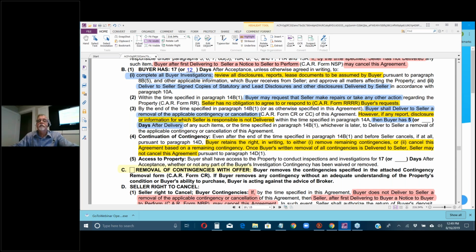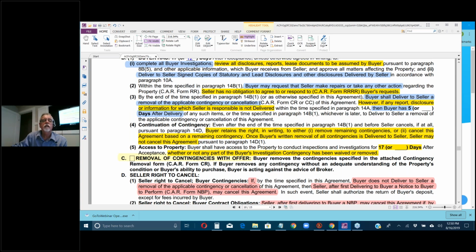So I copied paragraph 14B5, and I wrote the email for her to send, and it says buyer shall have access to the property to conduct inspections and investigations for 17 days. This is a place that hardly ever gets changed, right? We might be writing 12 days up here, but I've never seen an agent write in another number there. After acceptance, whether or not any of the contingencies have been removed or waived. In other words, just because we don't have a property inspection contingency does not mean we cannot inspect the property. It says we can inspect the property up until 17 days, which, by the way, was about the time it took for escrow to close.